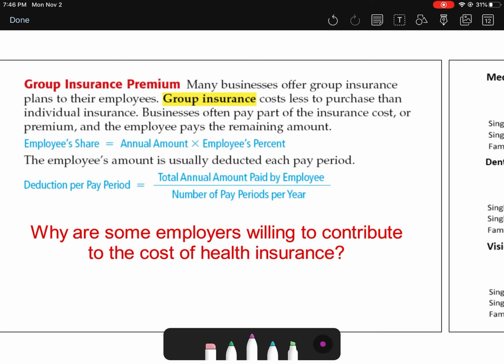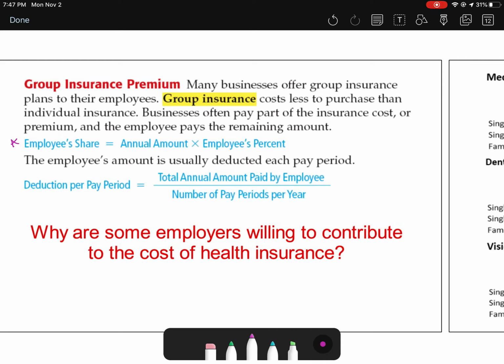These two equations are really important here. The employee share is your annual amount times the employee's percent. The employee's amount is usually deducted each pay period. So the deduction per pay period is your annual amount paid by the employee, which is you, divided by how many pay periods you have in the year. Again, those are typically 12, 24, 26, or 52.